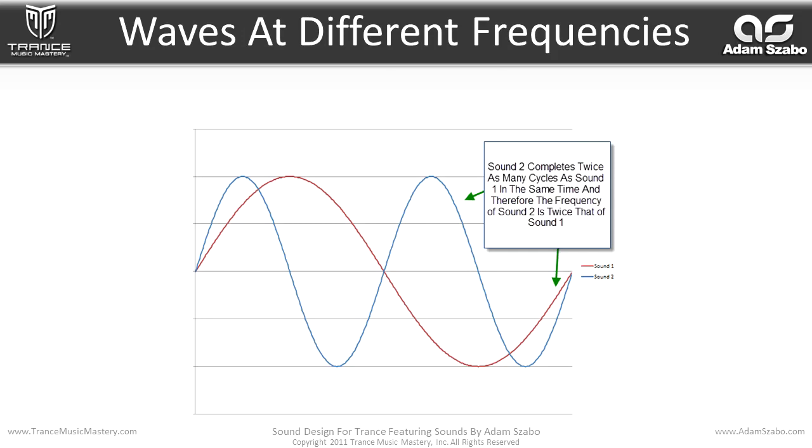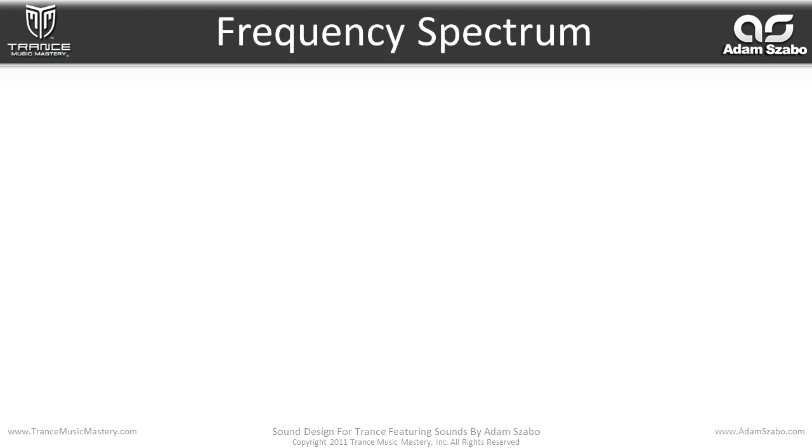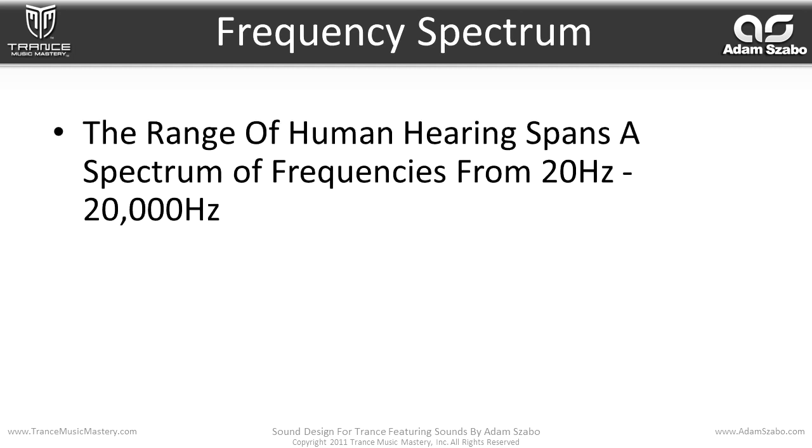So we can have waves at different frequencies as shown by this slide. So here we have one wave shown by the red sine wave. Okay, that completes one wave cycle. And then in the same amount of time, the blue sine wave completes one wave cycle and a second wave cycle. So that brings up the concept of the frequency spectrum. The range of human hearing spans a spectrum of frequencies from 20 hertz, which is a very low frequency, up to 20,000 hertz, or 20 kilohertz.